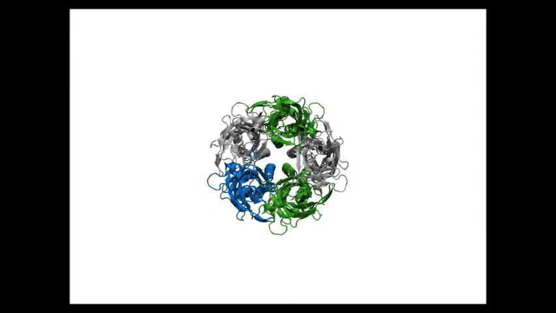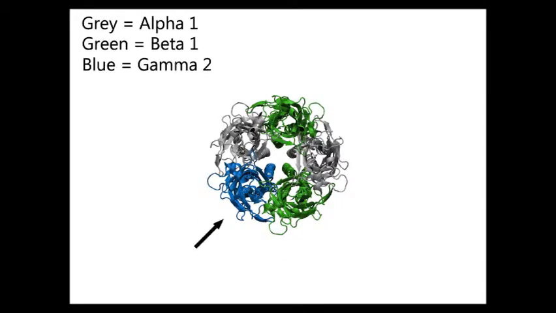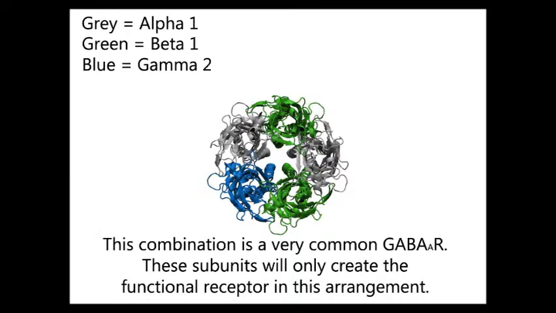Viewing the receptor from the top, we can clearly see 3 different subunits used for our receptor. Gray indicates the alpha-1 subunit, green for beta-1, and blue for gamma-2. The choice and the arrangement of these subunits come from previous research done on this common GABA-A receptor.